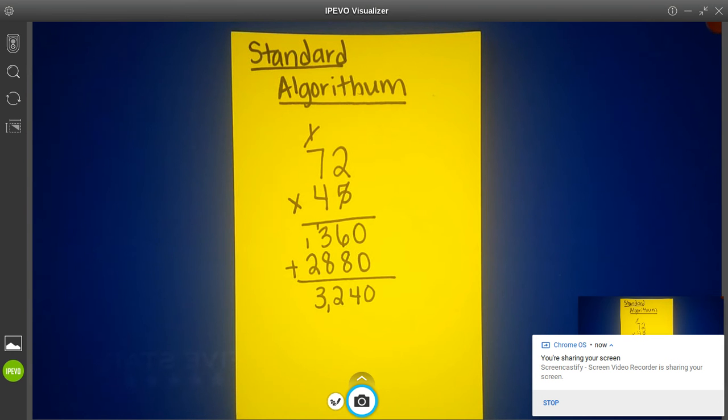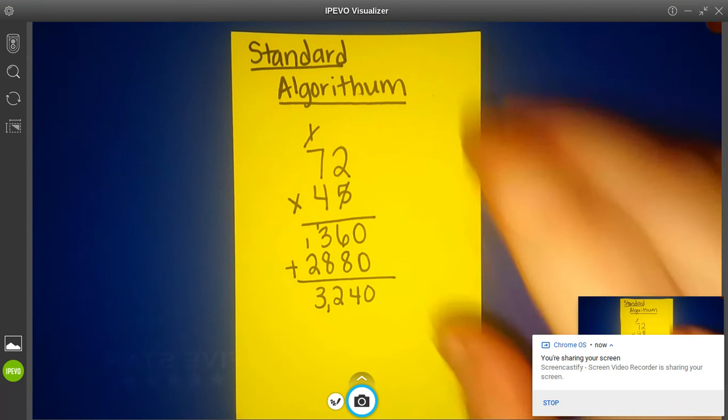I want to just review a little bit of things that we've already learned, okay? So this first strategy to solve 2-digit by 2-digit is just the standard algorithm. Don't forget our chant: up and over and down with the zero, over and up and add. Okay.